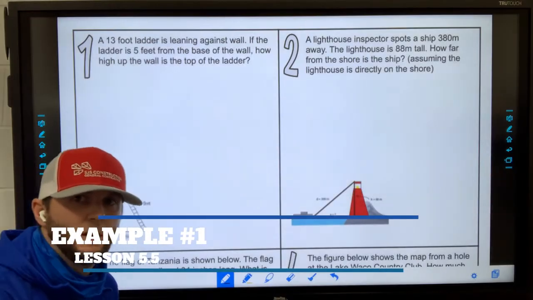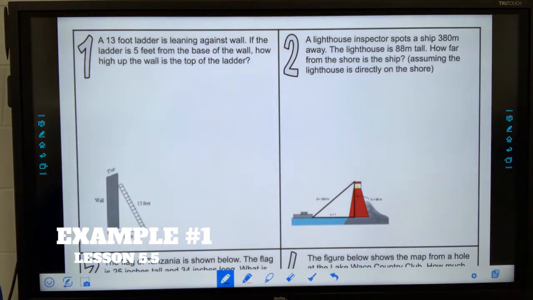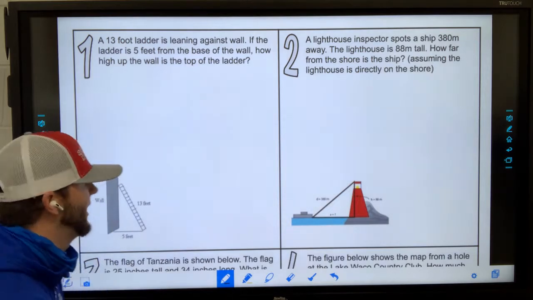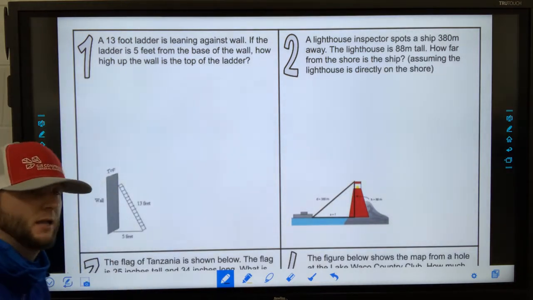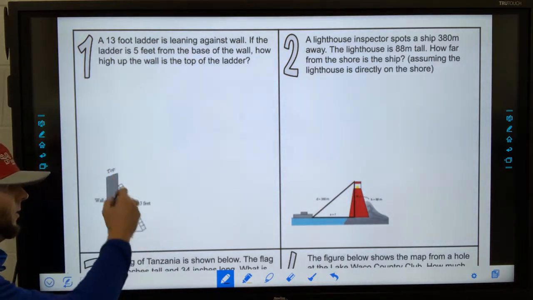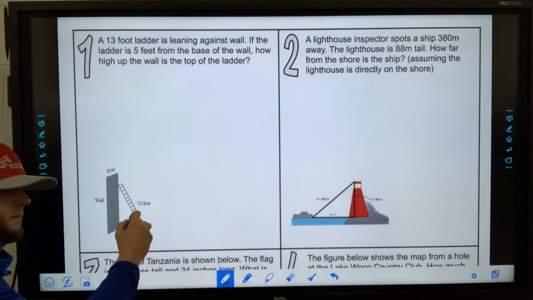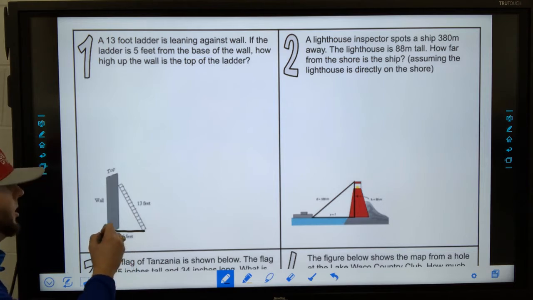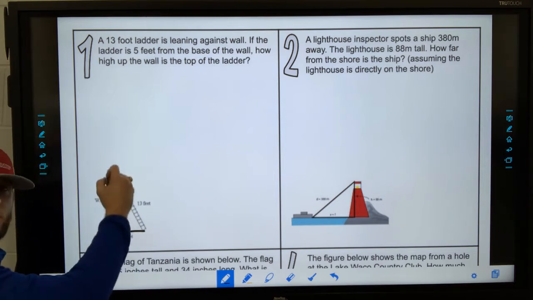All right, guys, so example number 1 reads, a 13-foot ladder is leaning against a wall. If the ladder is 5 feet from the base of the wall, how high up the wall is the top of the ladder? So by looking at this, let's look at what we have. The ladder is 13 feet long, okay? From the base of the wall all the way to the base of the ladder is 5 feet. We want to know what the height is going to be, okay?